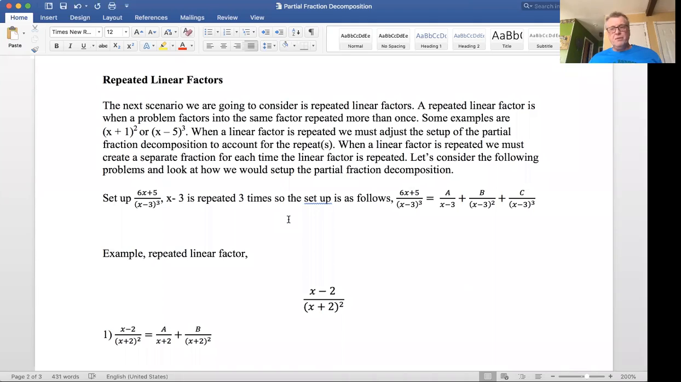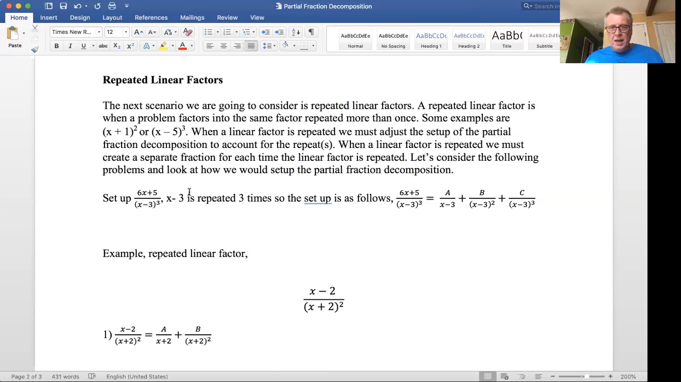Well, repeated linear factors are linear factors that have an exponent other than 1. So for example, (x + 1) squared, or (x - 5) cubed, or say x to the fifth. Those would all be repeated linear factors. Why? Well, because, for example, (x + 1) squared is (x + 1) times (x + 1) when we're finding common denominators. So it's repeated.